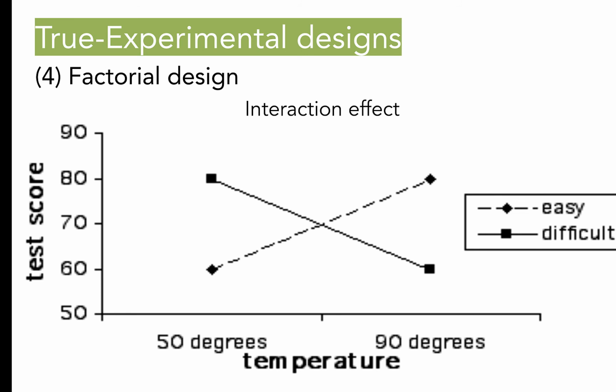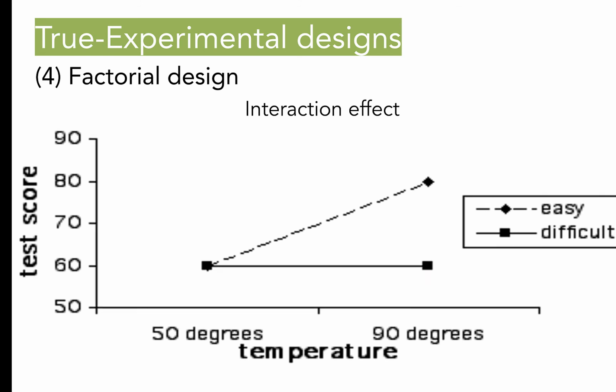So again, test scores are on the vertical axis, and you see that when a test is difficult, students do better when the room is cold than when the room is hot. Now, when the test is easy, students do better when the room is hot than when the room is cold. You could also reverse this effect. You could say that if you're taking a test in a cold room, you're actually doing better with a difficult test than with an easy test. If you're in a hot room, you do better with an easy test than with a difficult test.